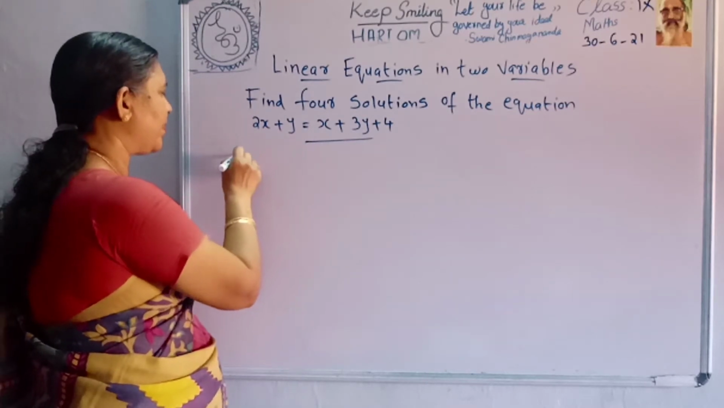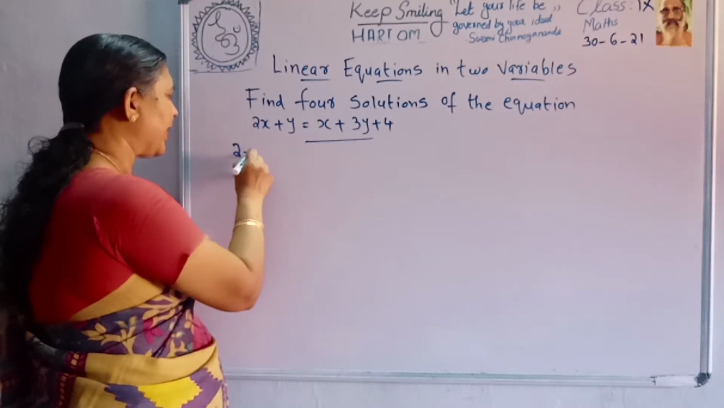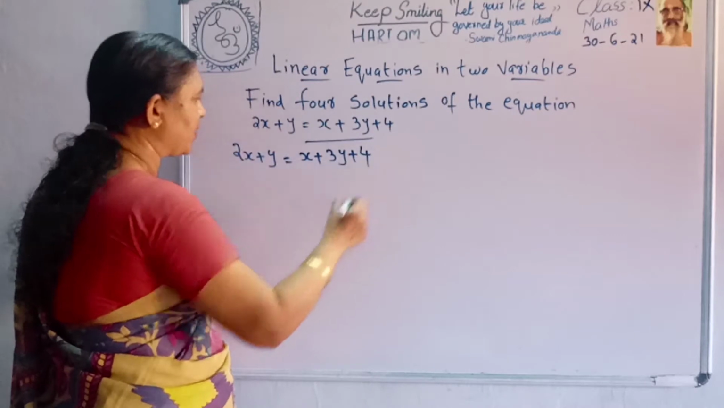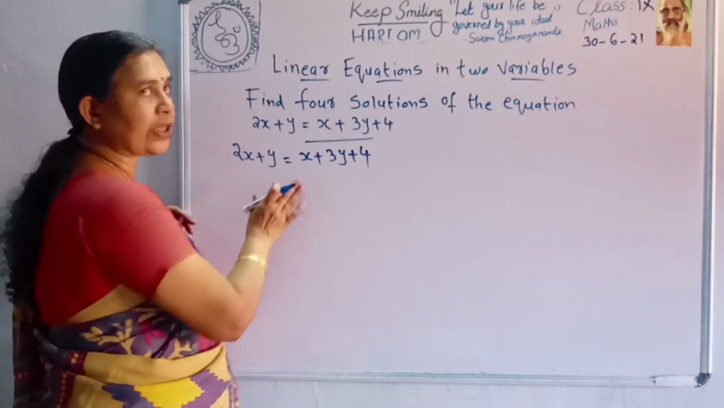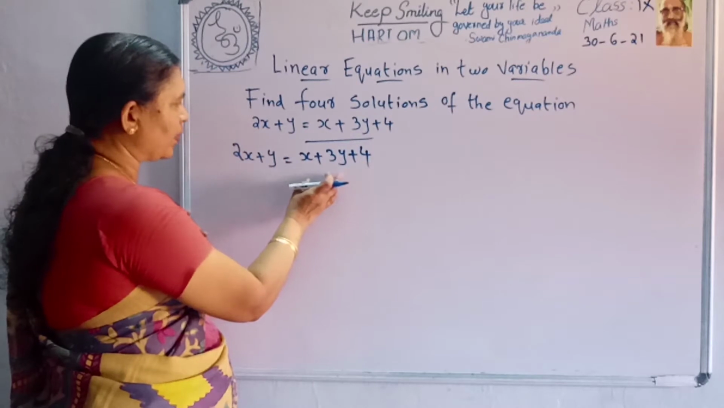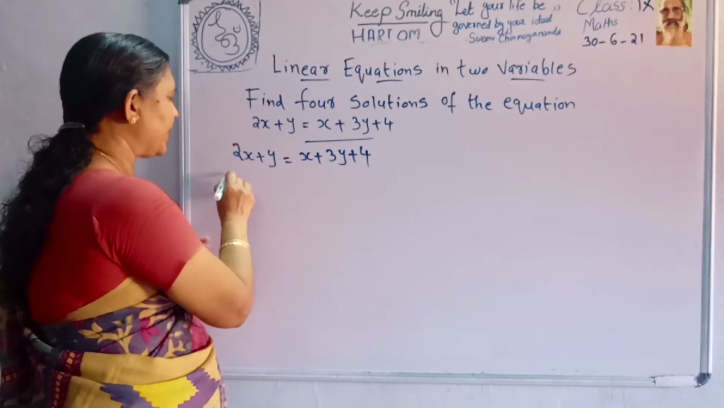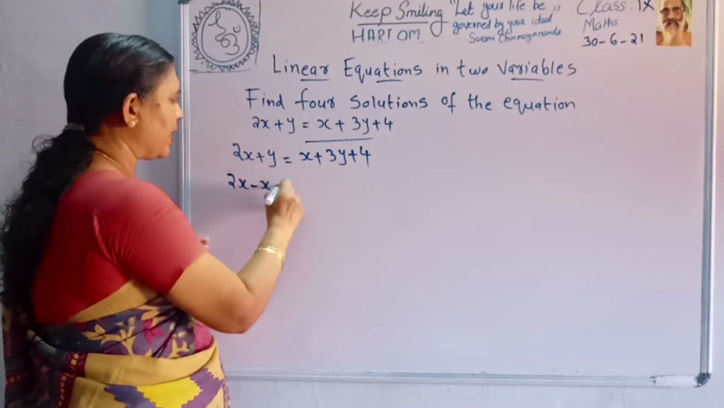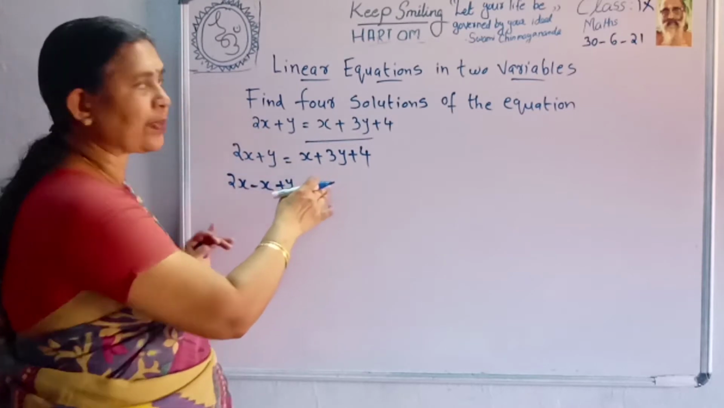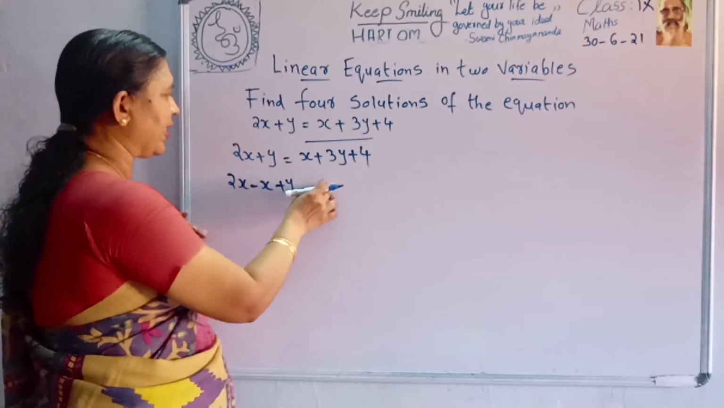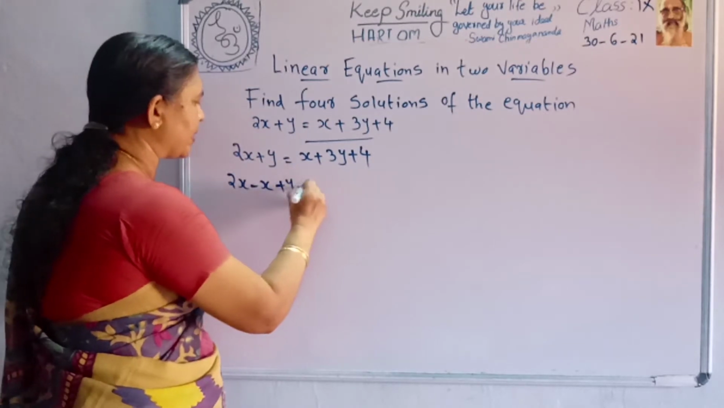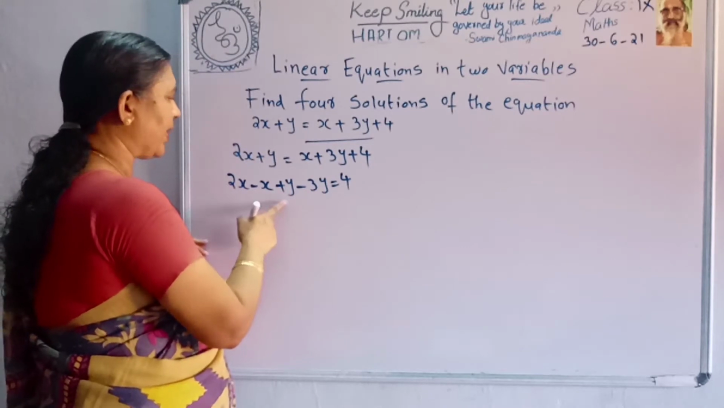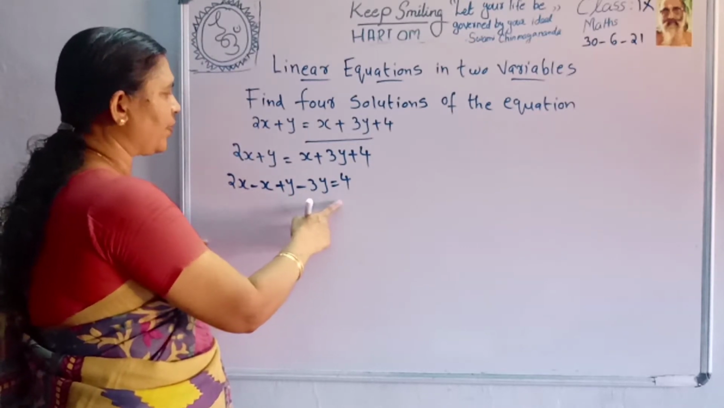So first we write the equation: 2x plus y is equal to x plus 3y plus 4. First we convert it into a linear equation in two variables. For that we transpose the variable terms to the LHS. If we transpose this x to the LHS, it becomes minus x, and then we transpose this plus 3y also to the LHS, it becomes minus 3y. So 2x minus x plus y minus 3y is equal to 4.